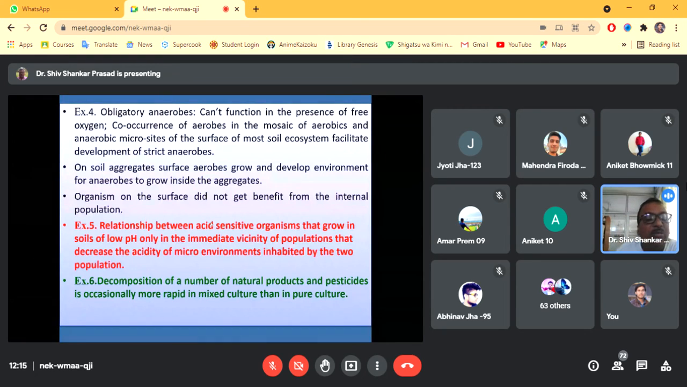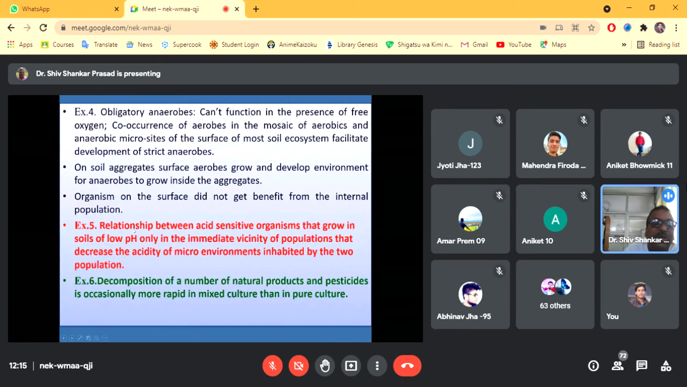Okay. Number 6, the decomposition of number of products of pesticide is occasionally more rapid in mixed culture than in pure culture. है ना, तो जो भी कंसोर्टिया वगैरह बनाए जाते हैं, जो भी जैसे प्रोडक्ट जो आता है, जो माइक्रोबियल प्रोडक्ट जो आते हैं, तो उसमें मल्टीपल माइक्रोब्स डाले जाते हैं ताकि ये रैपिड एक्शन हो, है ना.